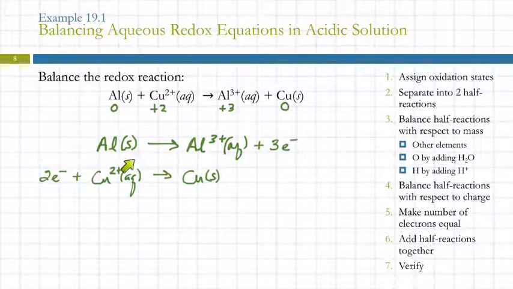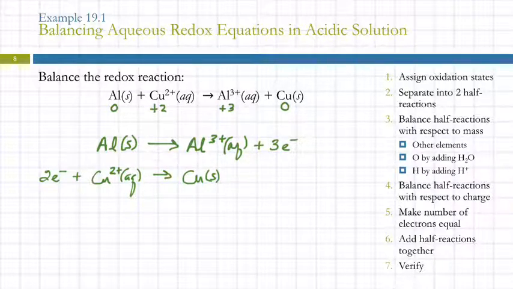Oxidation is loss of electrons. Here the aluminum is losing electrons. Reduction is gain of electrons. The copper ion is gaining electrons, so this is the reduction. Where do those electrons go that the aluminum is losing? They go to the copper ion, right? But here, aluminum is losing 3 and copper's only gaining 2. That doesn't work out.